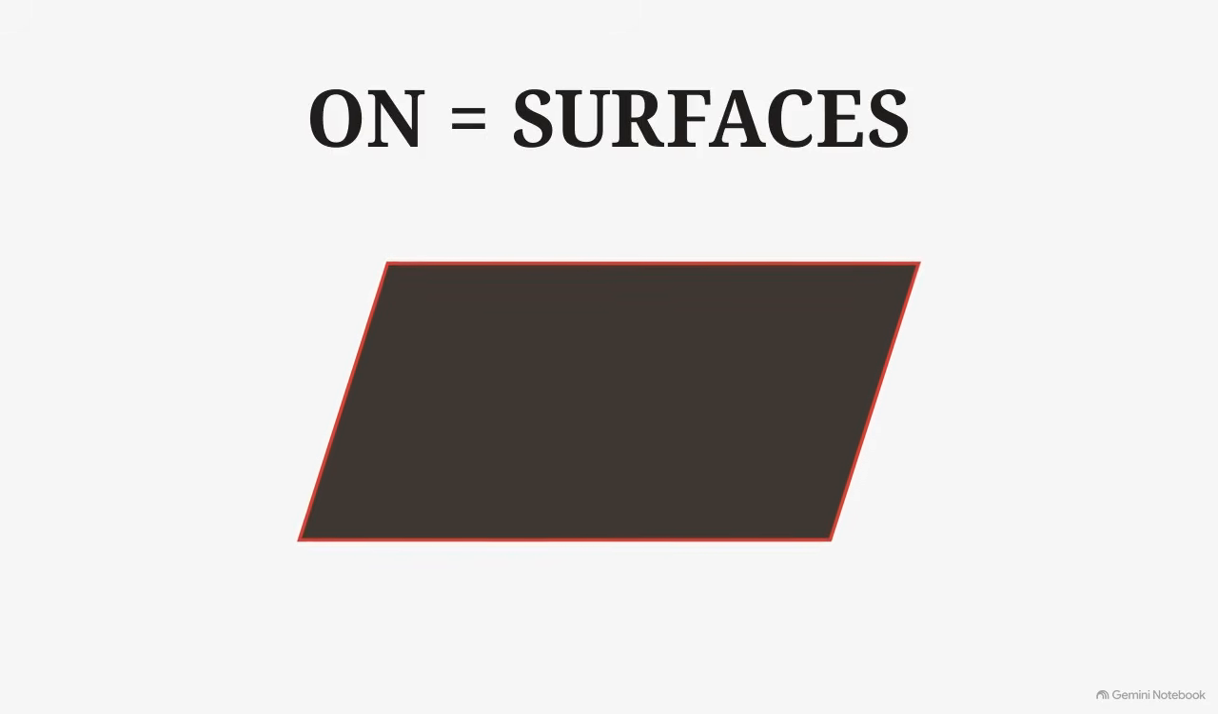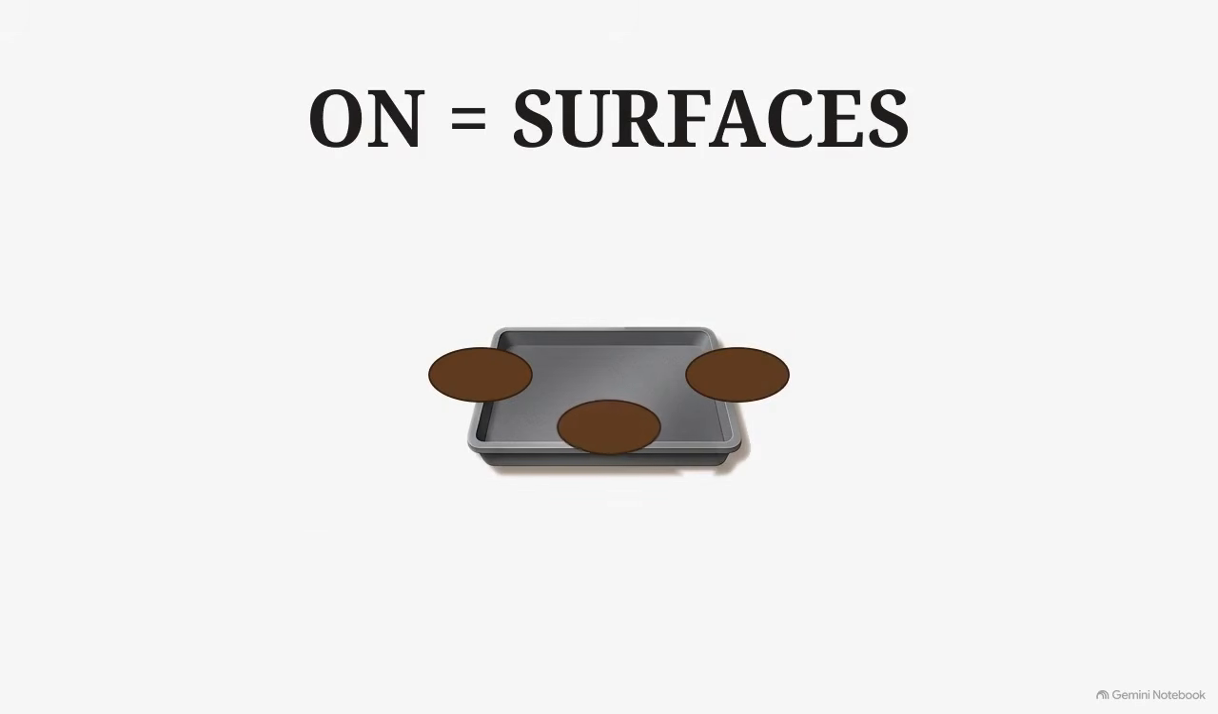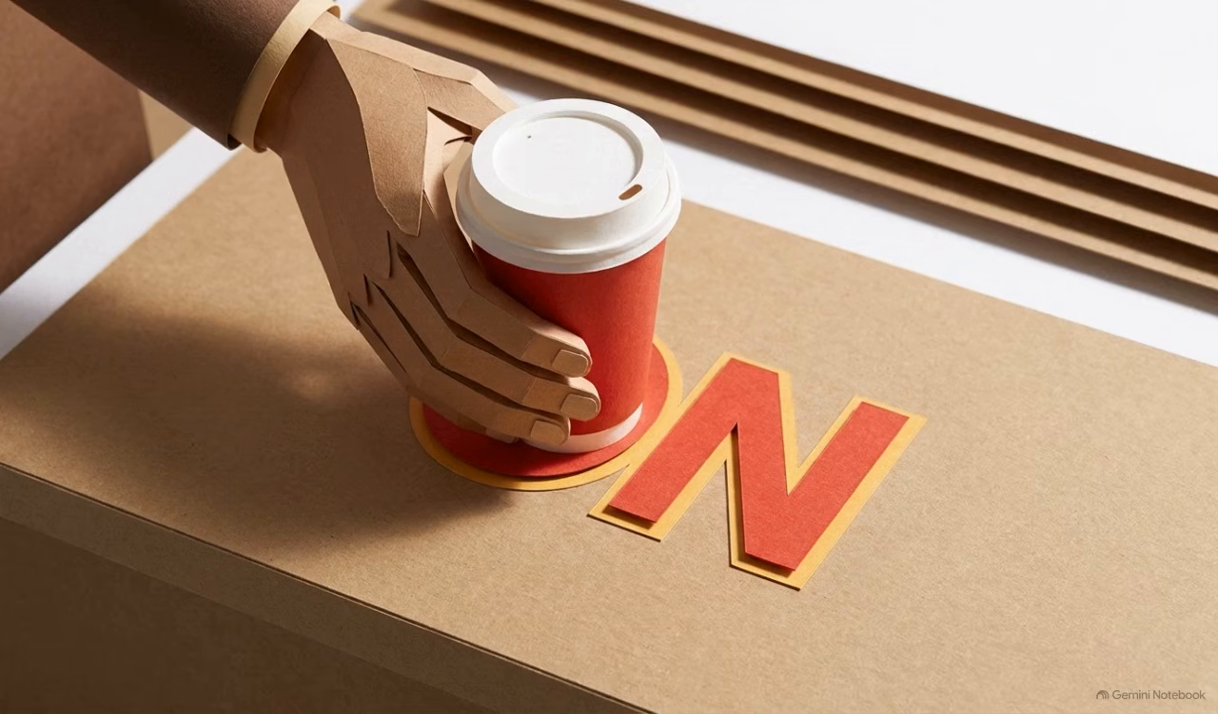Use on for flat surfaces where an item rests right on top. For example, burger patties touch a flat metal surface, so they are on the grill. Similarly, a service tray is flat, so a receipt sits on the tray. If the area is a flat surface, the correct word to use is always on.